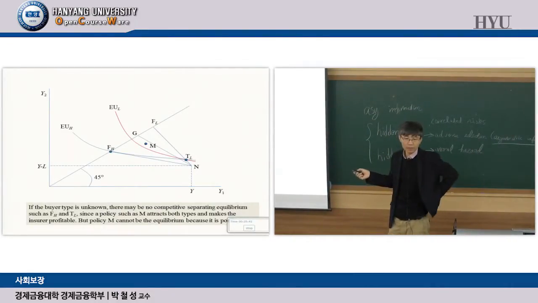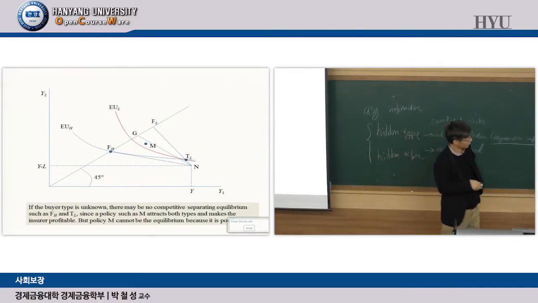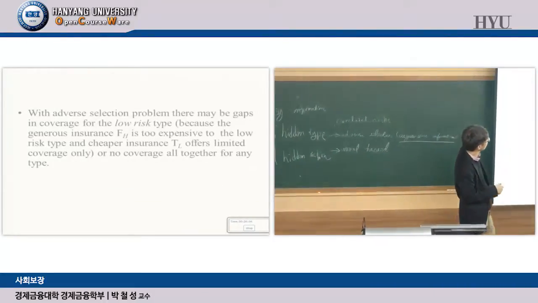So what does it mean? It means the asymmetric information problem of hidden type can make this type of insurance very, very difficult to exist. If it does not exist, sometimes it's okay, but sometimes it has to be fixed. So first thing, that is asymmetric information. Now let's move on.